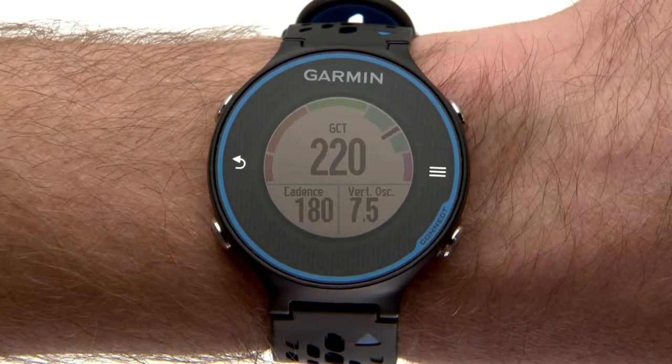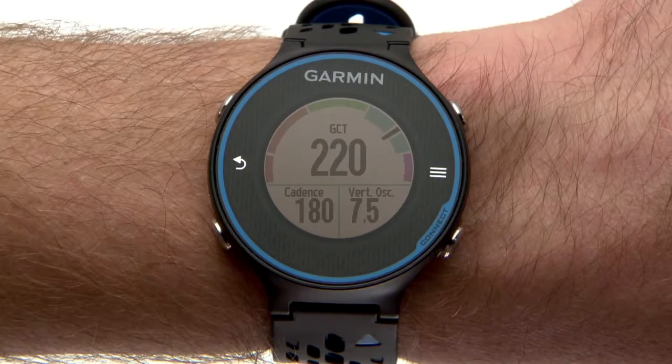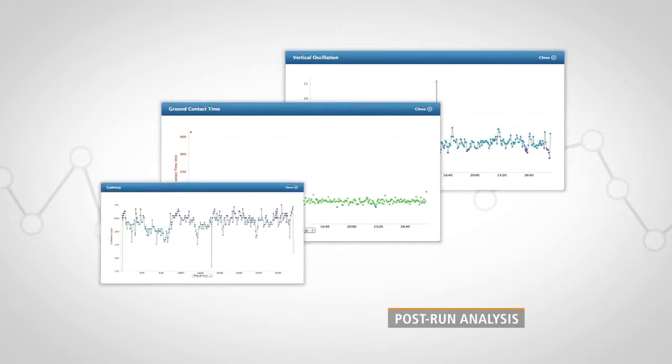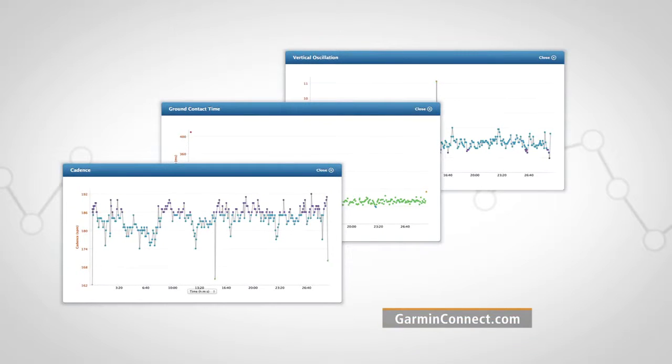Forerunner 620, when used with the HRM Run, records the amount of time spent on the ground with each running step, measured in milliseconds. When your run's done and it's sent to Garmin Connect, you can analyze your running dynamics data even closer.